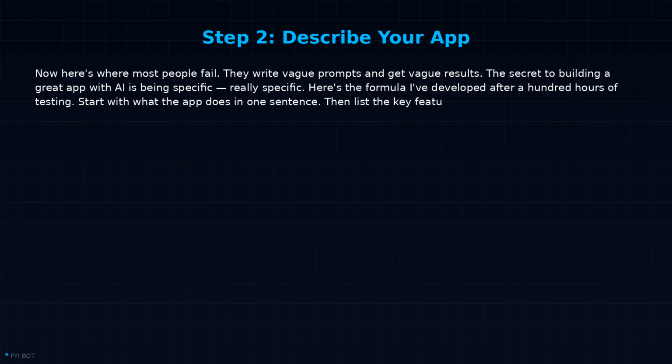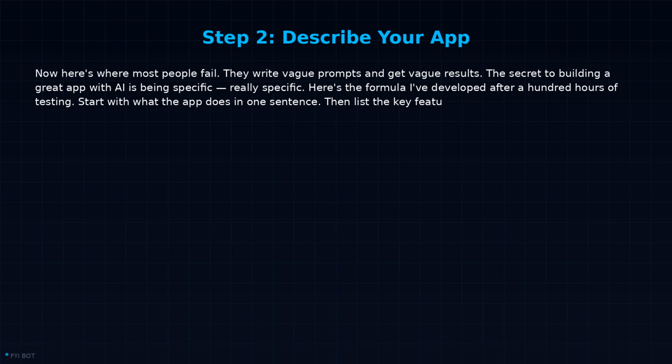For example, instead of saying build me a task manager, say this: build a task management app for a small marketing team. Features should include a dashboard with task cards organized by status, to do, in progress, and done. Each task should have a title, description, due date, and assignee. Users should be able to create, edit, and delete tasks. Add a search bar and filter by assignee. Use a clean, modern design with a blue and white color scheme. Add Google authentication.